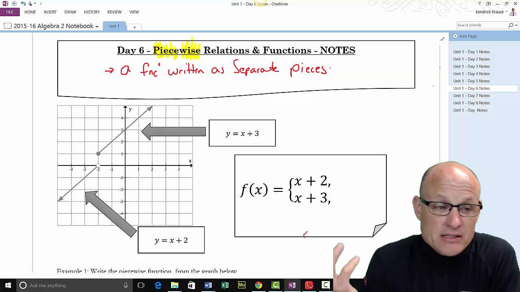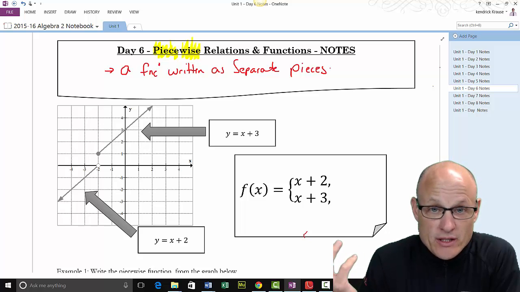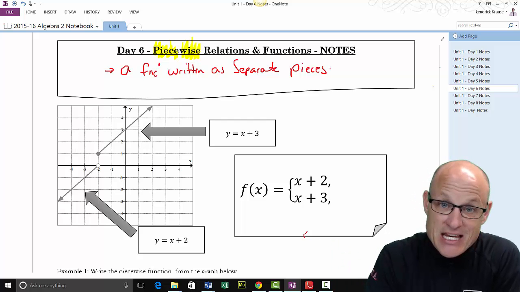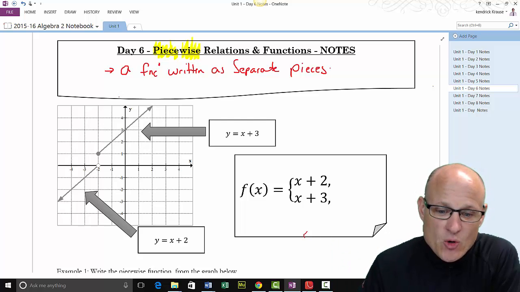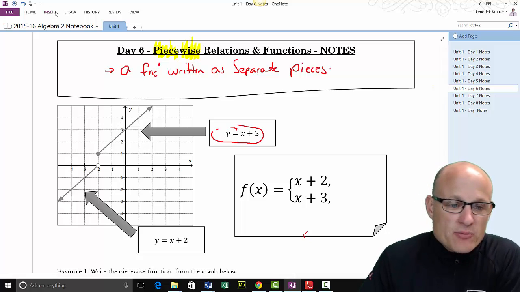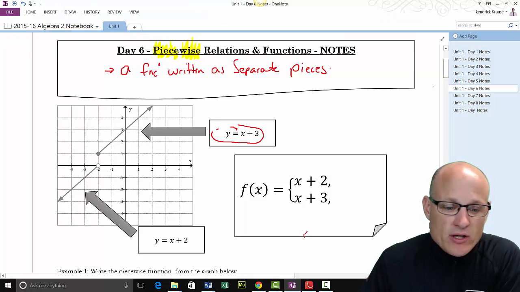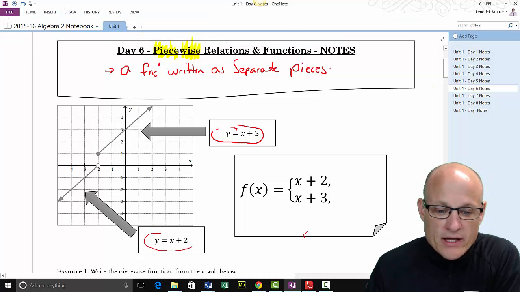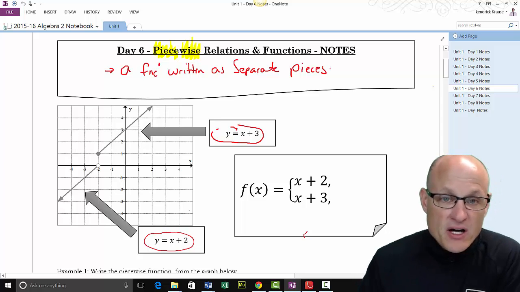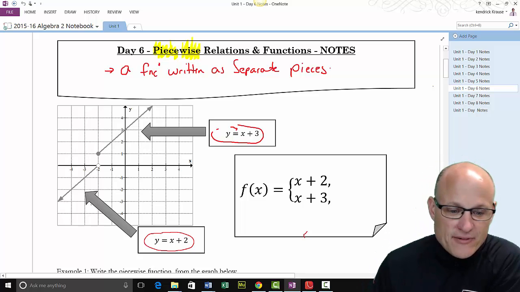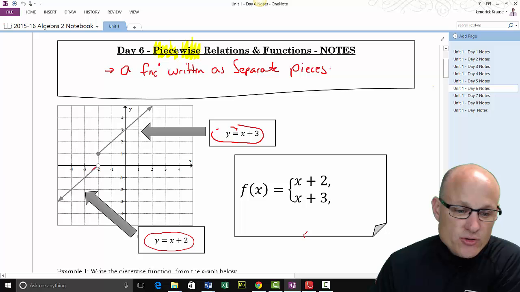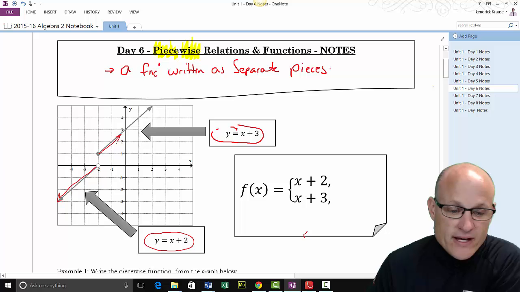We're in Unit 1, Day 6. So the equation of this line is y equals x plus 3. The equation of this line is y equals x plus 2, but you'll notice they stopped. Something funky happened at -2. I'm only graphing this piece from -2 going to the left, and this one I'm only graphing from -2 to the right. In fact, I'm not even graphing this one at -2 because it's an open circle.